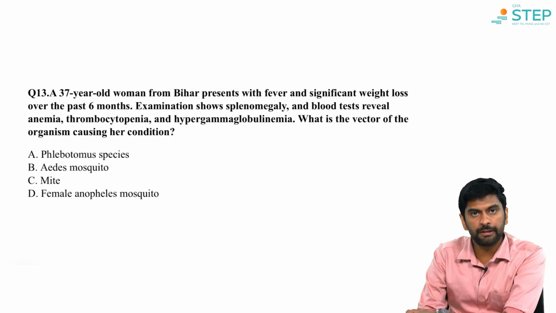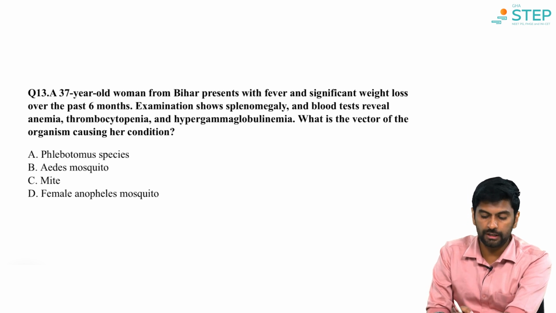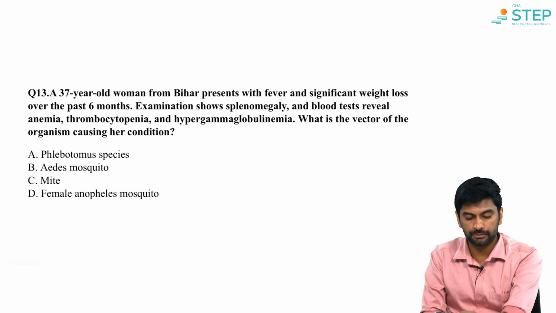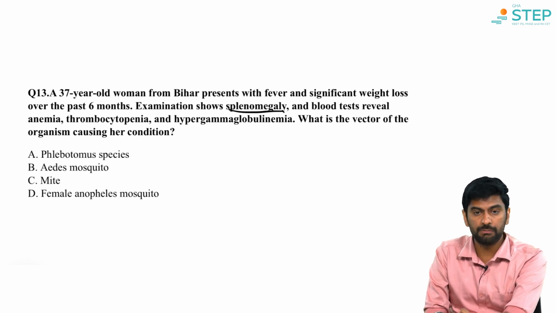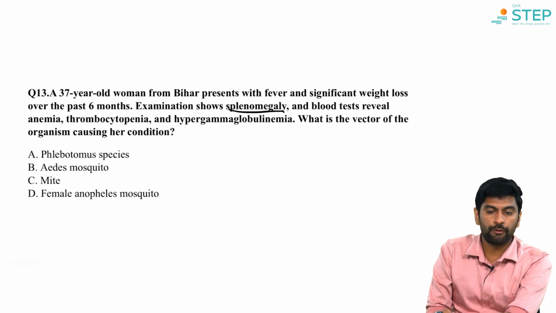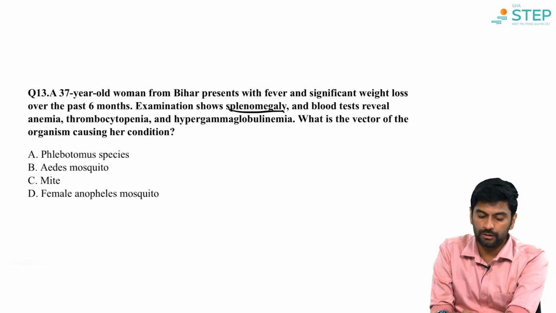Coming to question number 13. A 37-year-old woman from Bihar presents with fever and significant weight loss over the past 6 months. Examination shows splenomegaly and blood levels reveal anemia, thrombocytopenia, and hypergammaglobulinemia. What is the vector of organism causing her condition? So this looks like a classic case of Kala-azar.